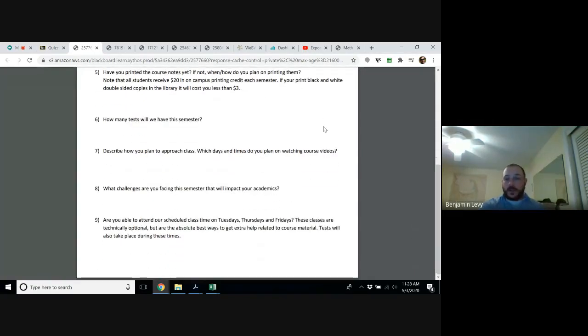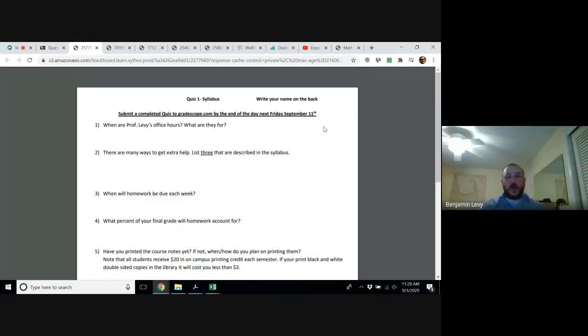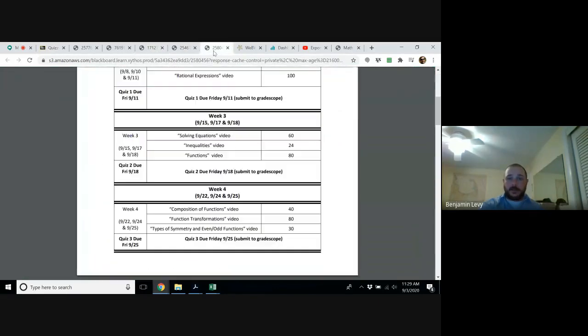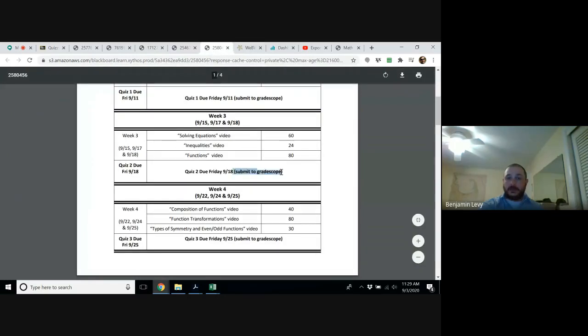You would either print this page out, or you can just write the answers down on a blank piece of paper. It really doesn't matter. Then you would take a picture of that with your phone, ideally using a scanning app, and upload it to gradescope.com. It says right here, upload it to gradescope.com. It also says it right here, and it also says it on the actual schedule, so there shouldn't be any confusion about where that goes.